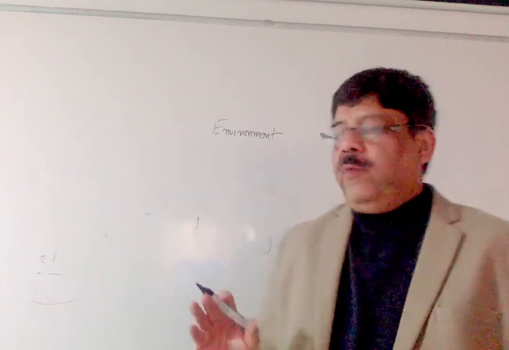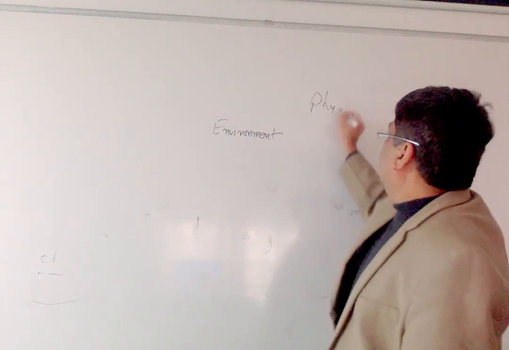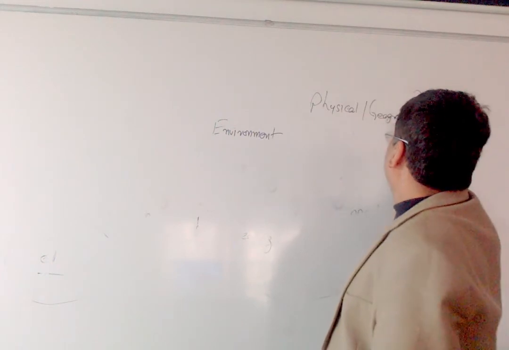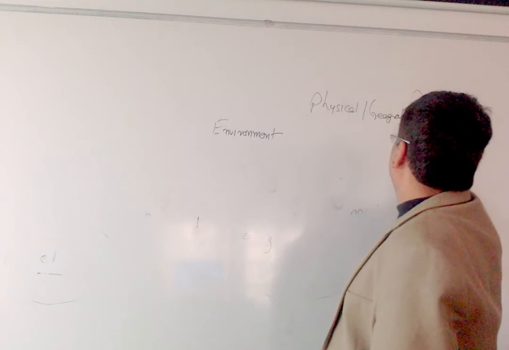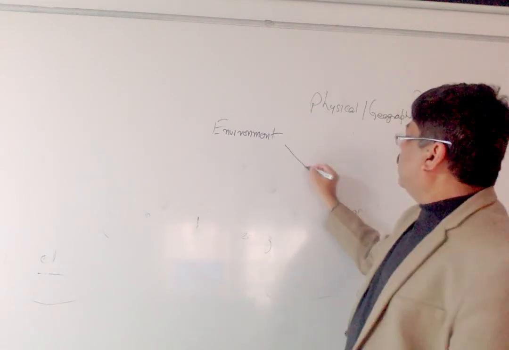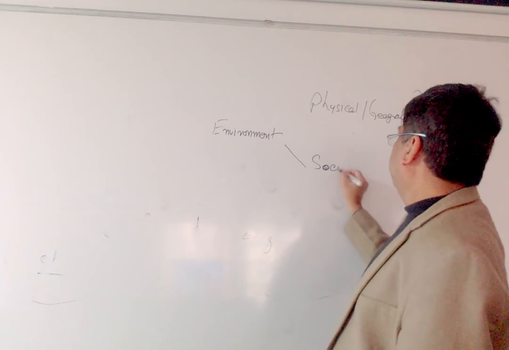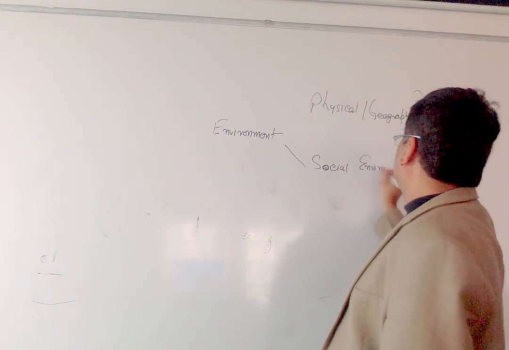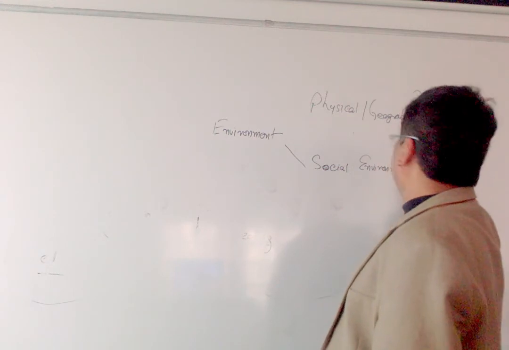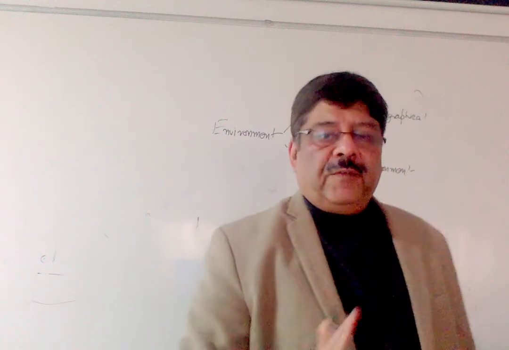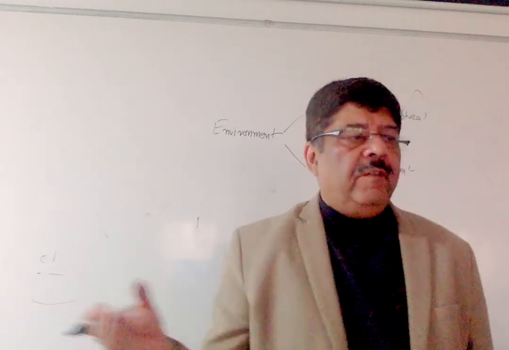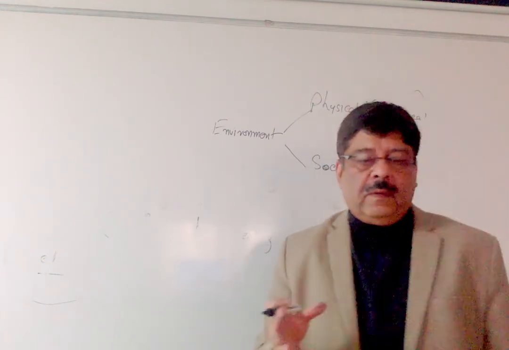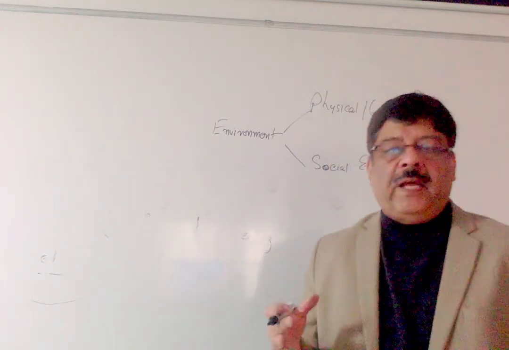Again, there are two types of environment. One is the physical environment, or you can say the geographical environment, where physical and natural elements are there. And one is the social environment. So what is this social environment? Man lives in society. Rarely do men live in isolation. Most of us want to live in society. It is often said that man is a social animal.